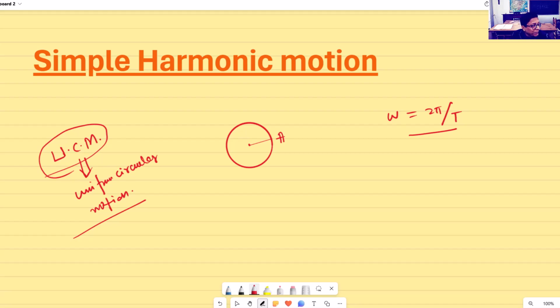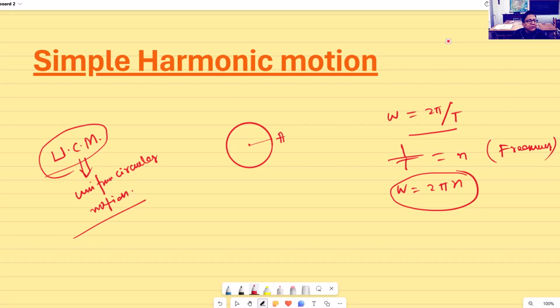Omega equal to 2 pi by T, we know. And 1 by T stands for what? Frequency. We refer to frequency in this chapter as f, small f. You can write n also, no problem. So omega is going to be equal to 2 pi n.